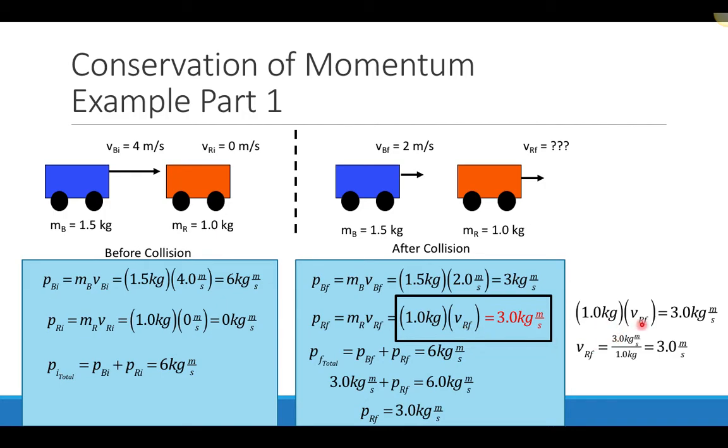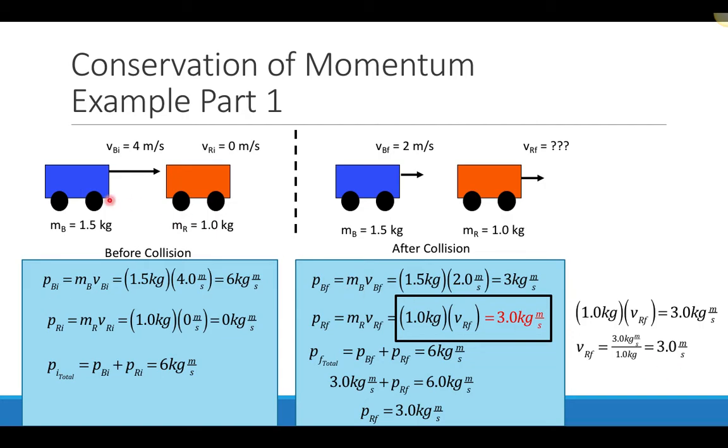So 1 kilogram times the final velocity of that cart has to be equal to the momentum of that cart, which has to be 3 according to conservation of momentum. If I divide both sides by 1 kilogram, I get that the final speed of this cart has to be 3 meters per second.